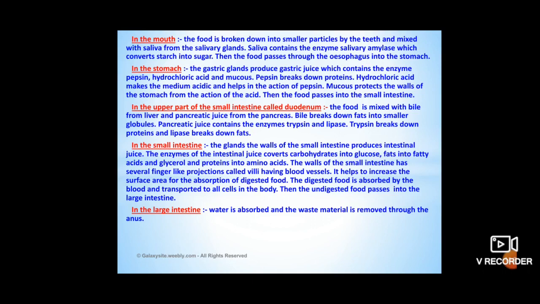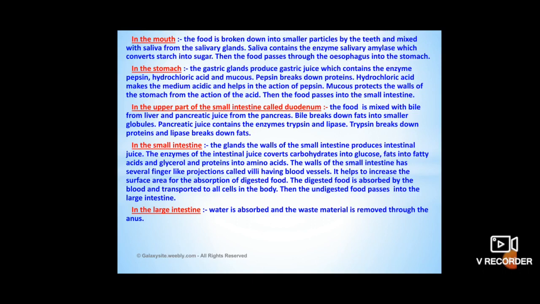in the glands, the walls of the small intestine produce intestinal juice also. With the proper mixing of pancreatic juice, bile juice and small intestinal juice, all the proteins, fats and carbohydrates are converted: carbohydrates into glucose, fats into fatty acids and glycerol, and proteins into amino acids. So after the conversion, what will happen?